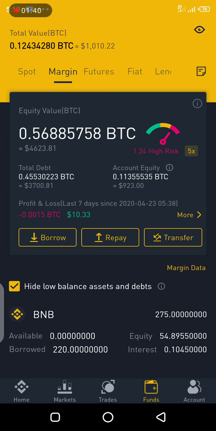It's been 1 hour since I placed the order. So interest is 0.1 BNB here. Here if you see profit and loss, $10.33, it means the interest on the borrowed BNB.